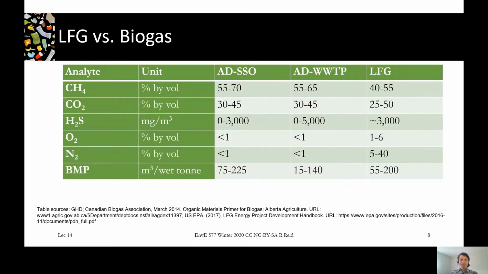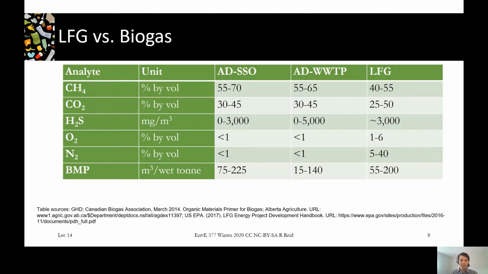And that leads to differences in the quality of the gas that's recovered from each. So that's why we have two terms, landfill gas and biogas. It's really the same stuff from the same reaction, but because of where it comes from, it has a different enough quality that we'll call it different things.